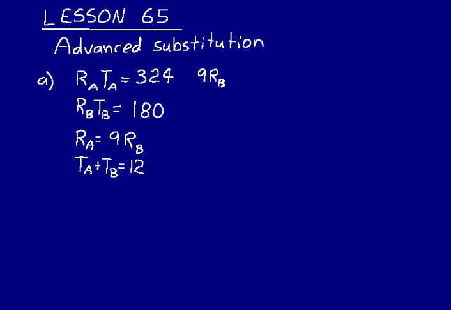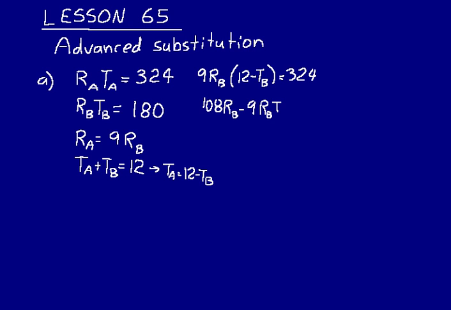And then we would solve TA plus TB equals 12 for TA, and so that would just be TA equals 12 minus TB. We would substitute that in as TA, and so we'd say 9 RB times parentheses 12 minus TB equals 324. We'd expand out on the left. 9 times 12 would be 108 RB minus 9 RB TB, and that equals 324.